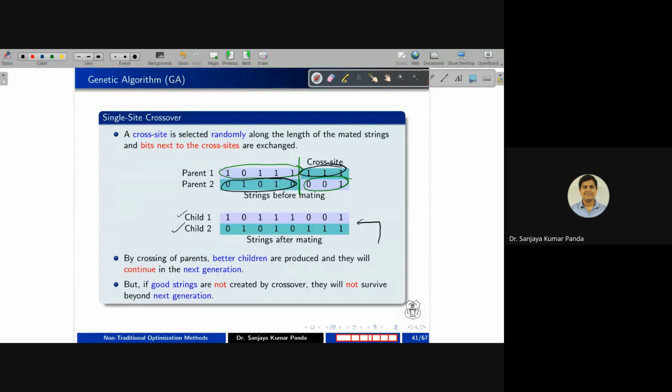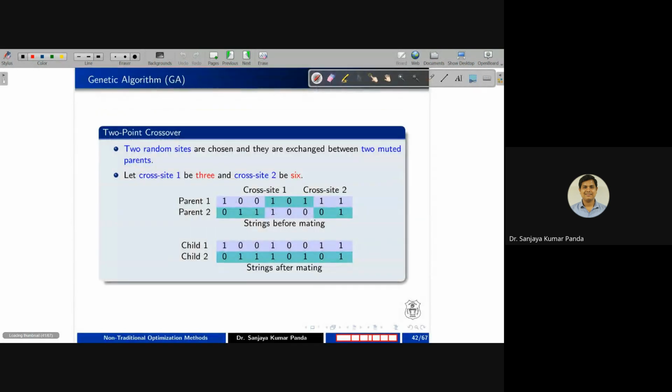But other types of crossovers are there. Slowly I'll tell you. There is a 2-point crossover. In the 2-point crossover case, you will choose two different points. Let's say one cross-site point you are getting here, another cross-site point you are getting here, right? What you will do? You will take the first part of parent 1, the second part of parent 2, and the third part of parent 1. Similarly, the first part of parent 2, the second part of parent 1, and the third part of parent 2. So that will be generated in your children.